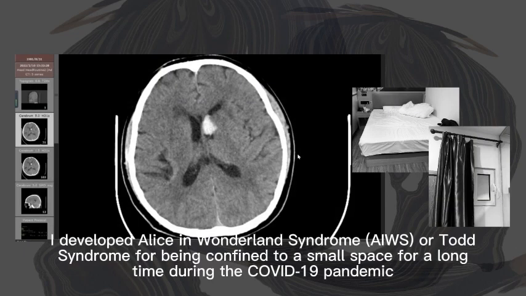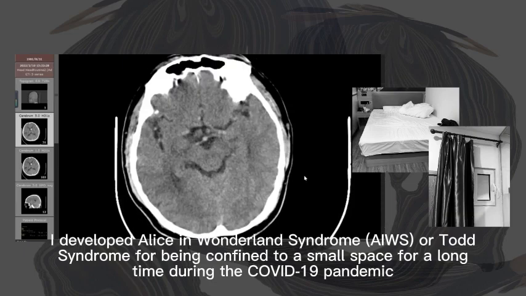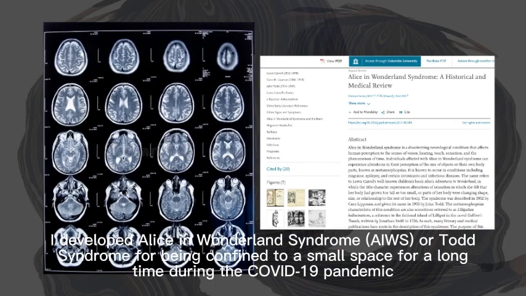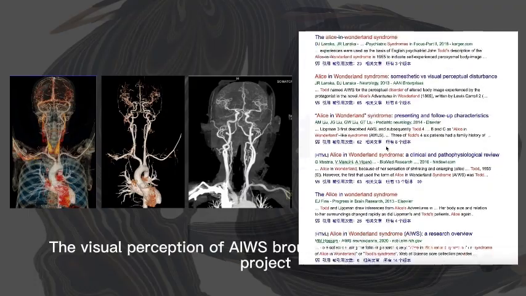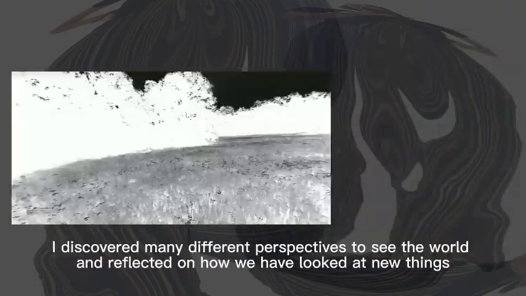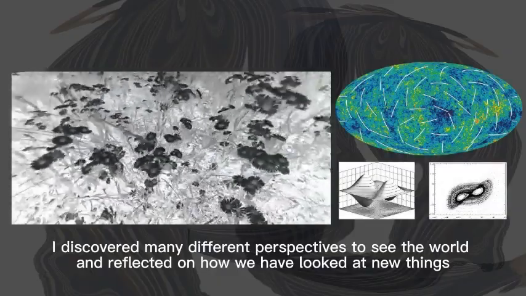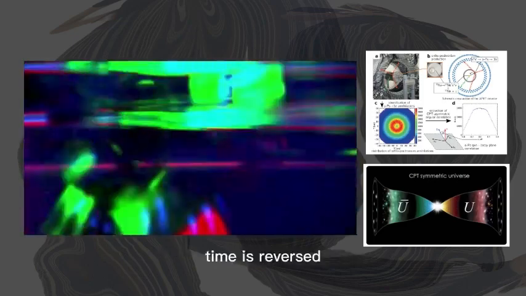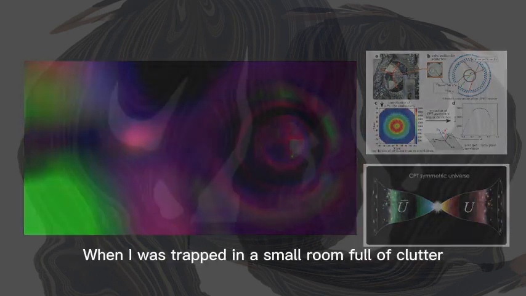I developed Alice in Wonderland syndrome, or Toad syndrome, for being confined to a small space for a long time during the COVID-19 pandemic. The visual perception of ALWS gave birth to this brilliant project. I discovered many different perspectives to see the world and reflected on how we have looked at new things. In the Mirror Universe theory, time is reversed, space is inverted, and matter is made of antiparticles.